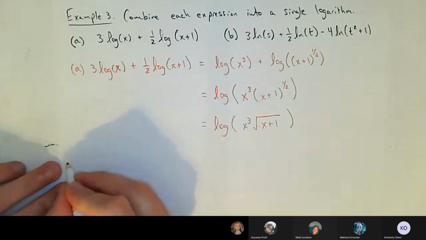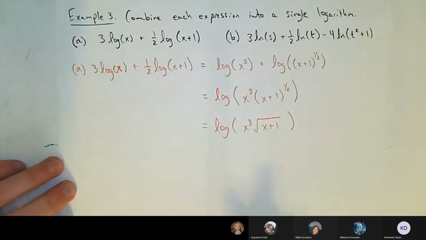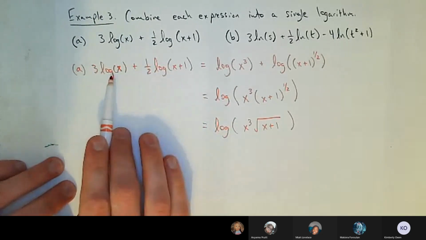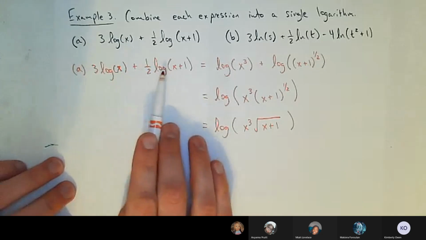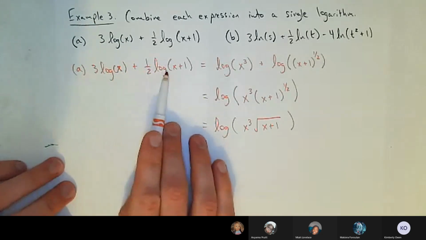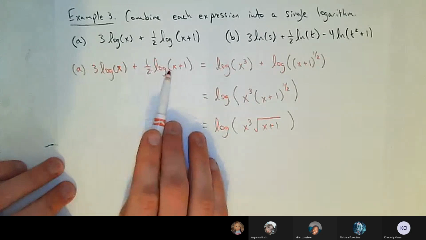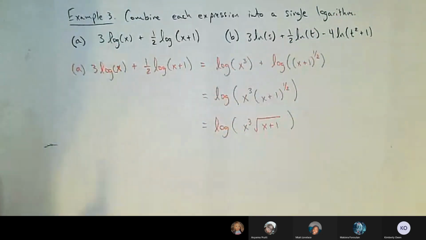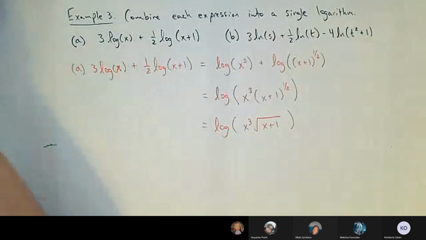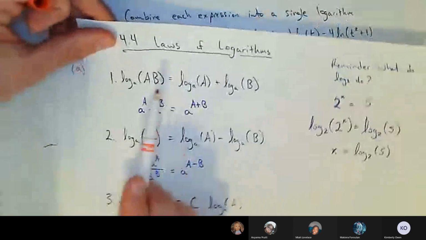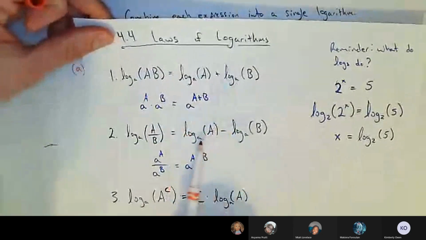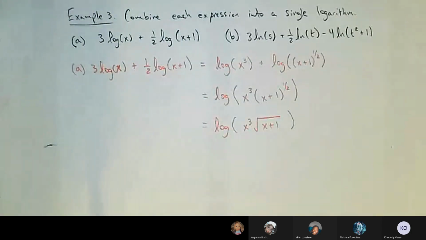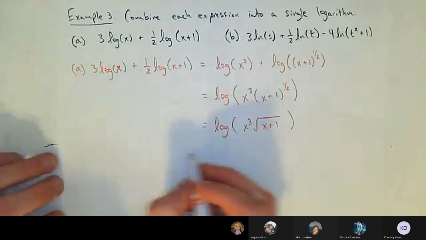Let's try part B. Oh, by the way, why am I allowed to do all these laws? It's because the logs here have the same base. In fact, they're both base 10, right? When the number is not written, we know it's base 10. So they're both base 10. So I'm allowed to stuff them together and do whatever I want with them like this, right? All these laws, the condition is that the base has to be the same, right? Okay.